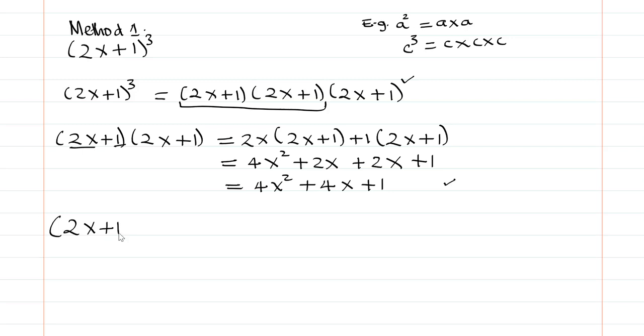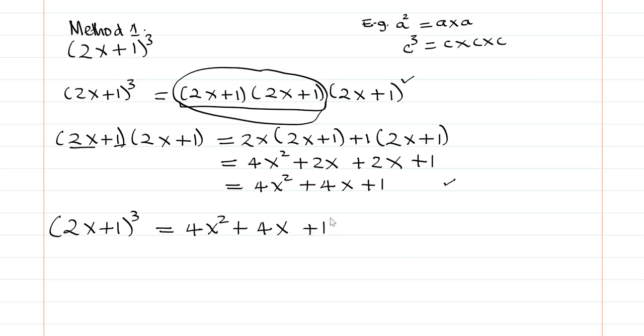2x plus 1 to power 3 will be equal to the whole of this first two brackets here, which is what we have got here as 4x squared plus 4x plus 1. Those two are in this together, and then we are multiplying the result of the multiplication of the two brackets by the last bracket, which is 2x plus 1.